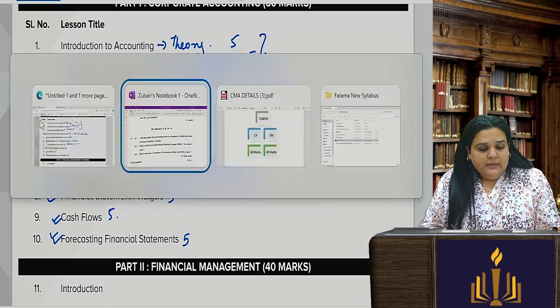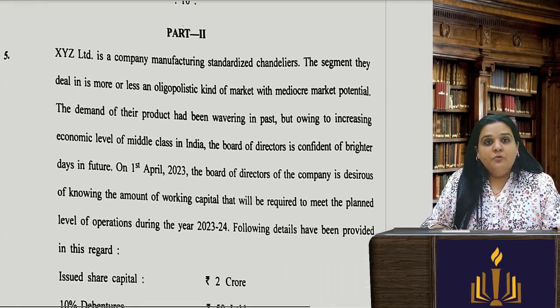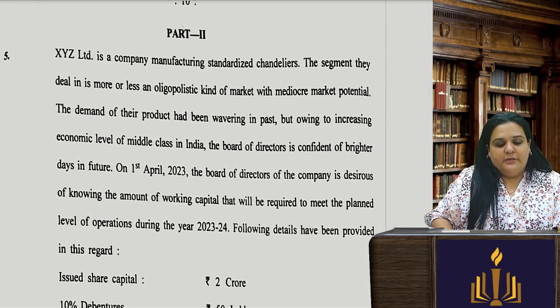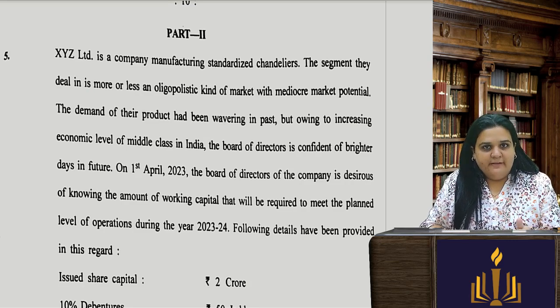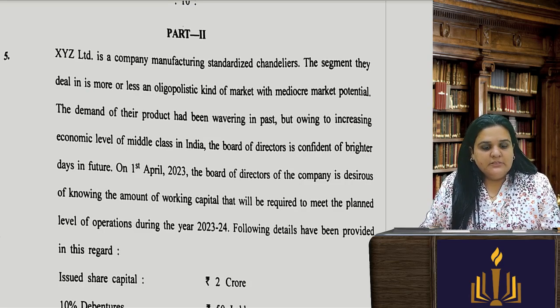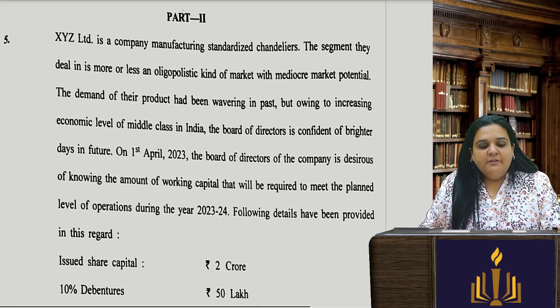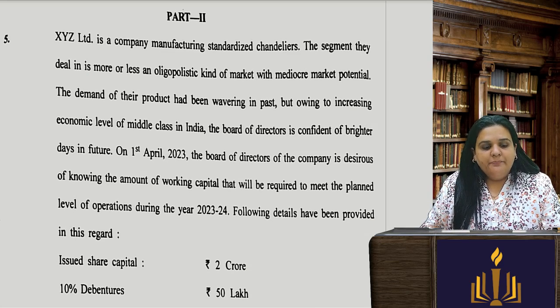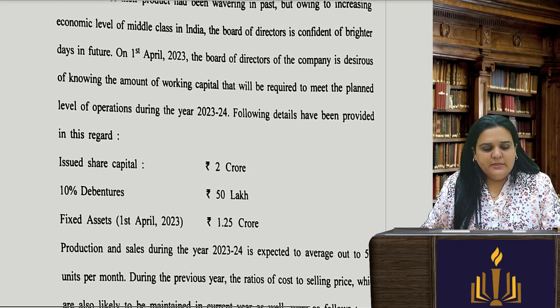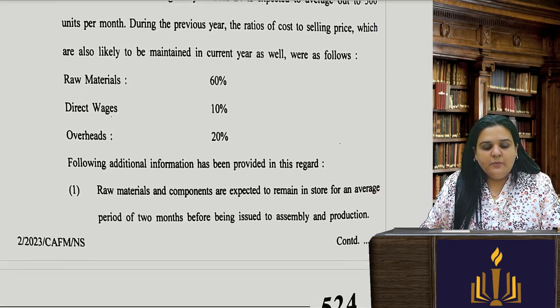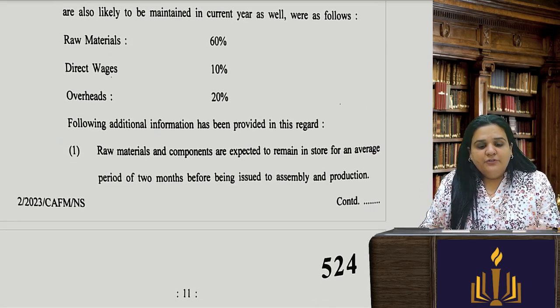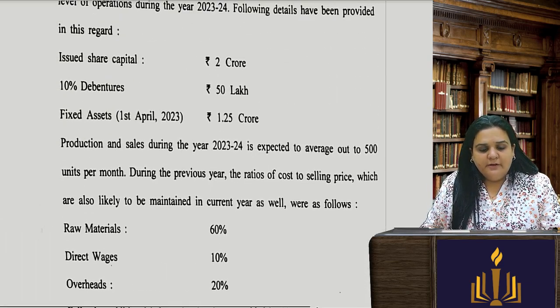Now I am moving to part 2, which is financial management. The first question number 5, there will be 5 and 6. Now this is only for 40 marks. They have given you about a company and they have given you certain information about their segment of marketing. They have given you either share capital, debentures, fixed assets, raw materials, direct wages, etc. They have also given you a lot of other information.